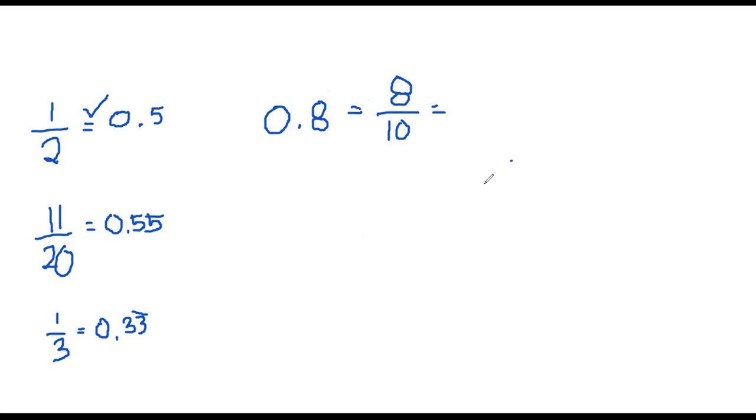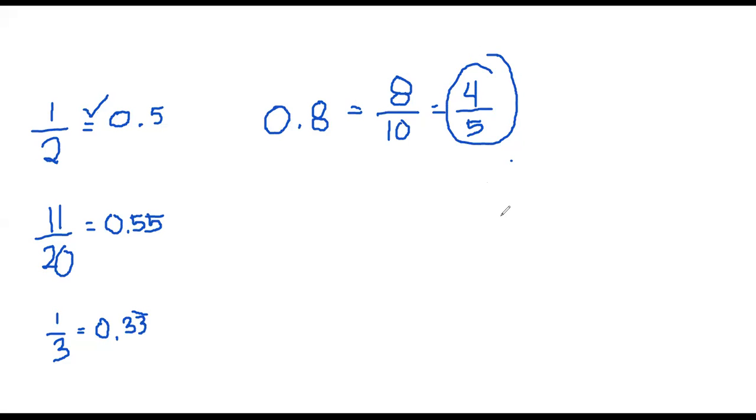Kanino natin sila pwedeng i-divide? Parehas. Okay, pwede natin silang i-divide parehas kay 2. 8 divided by 2, that is 4. And 10 divided by 2, that is 5. So, 0.8 is equivalent to 4 over 5. Okay? Galing, no? Magic. So, 0.8 is equivalent to 4 over 5.